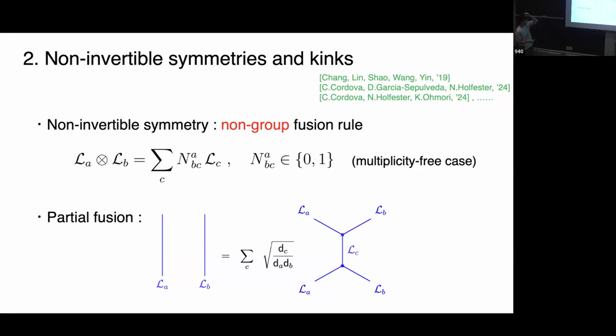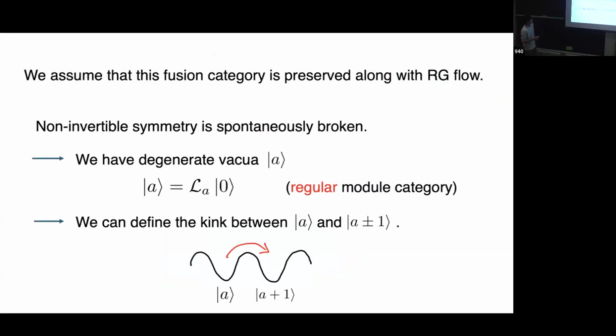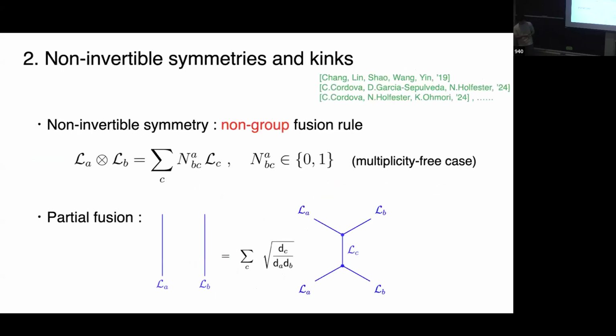There are many important facts for non-invertible symmetries, but as far as today's talk is concerned, partial fusion is enough to understand our result. The partial fusion ensures that if we place these topological line defects in parallel and perform the partial fusion, it gives rise to the sum over L with this extra factor. And we assume that this fusion category is preserved along the RG flow. We consider the UV CFT, and by adding relevant deformations, this UV theory flows to the IR theory, but the deformation operator commutes with these topological line defects.